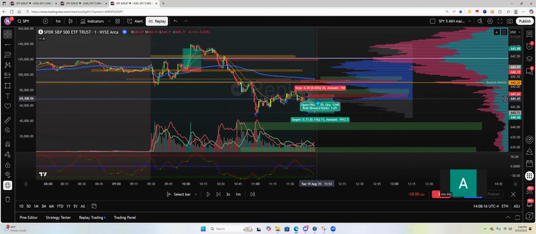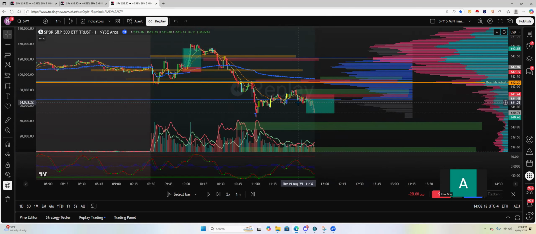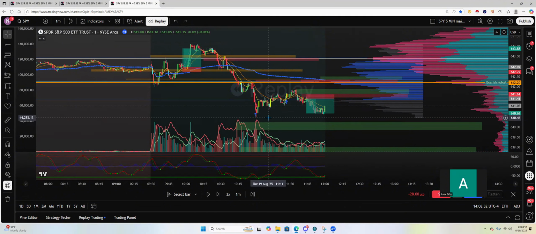But already, it broke down through the low volume node and is rejecting the top of this high volume node. That is super bearish, and you could expect the price to continue down to at least the next support level, being the low of the day. So that trade, the first target hit for the low of the day.